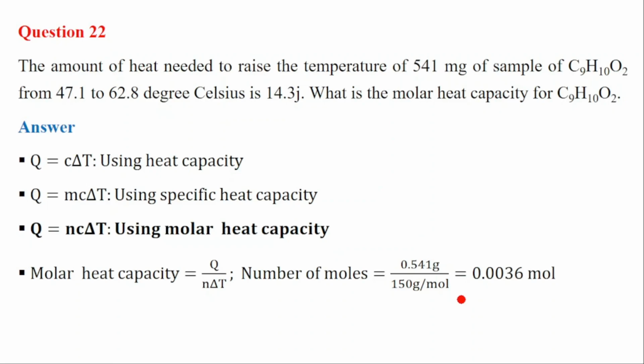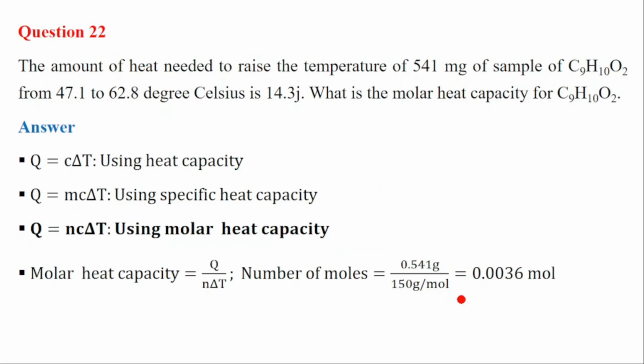Molar mass of hydrogen is 1. We multiply with 10. And the molar mass of oxygen is 16. We multiply with 2. Then we add and we obtain 150 gram per mole. That is how we have obtained the molar mass of the compound.